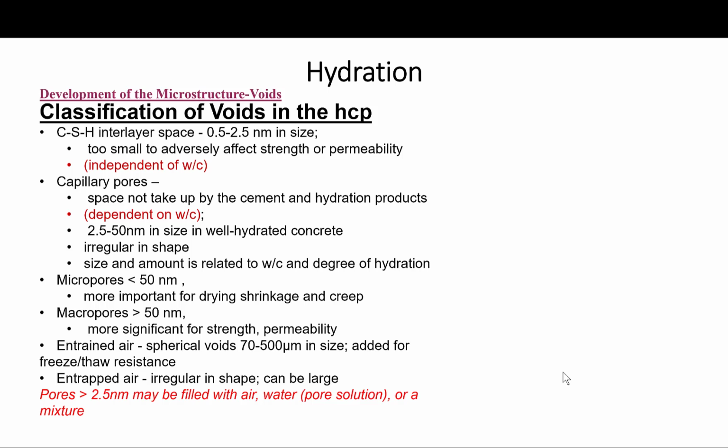The micropores, generally these are less than 50 nanometers. They are more important for drying shrinkage and creep. And we have the macropores. These are larger than 50 nanometers. They are more significant for strength and permeability. We have the entrained air, spherical voids, 70 to 500 microns in size, added for freeze-thaw resistance. And we have the entrapped air, which is irregular in shape and can be large. Pores larger than 2.5 nanometers may be filled with air, water, or pore solution, or a mixture. So this is just a summary of the pores and their implication.